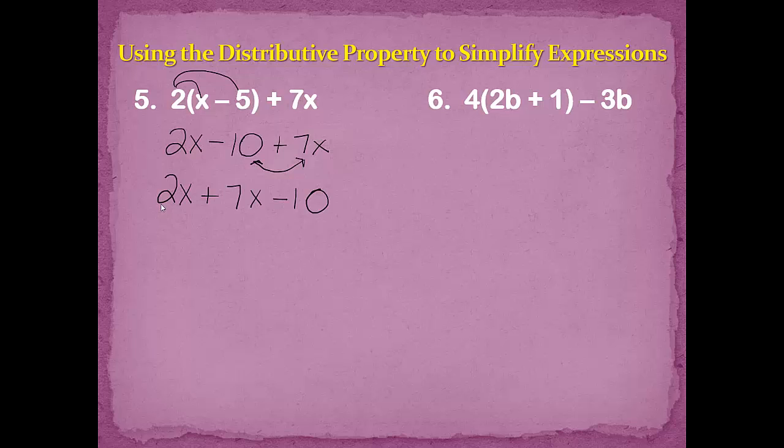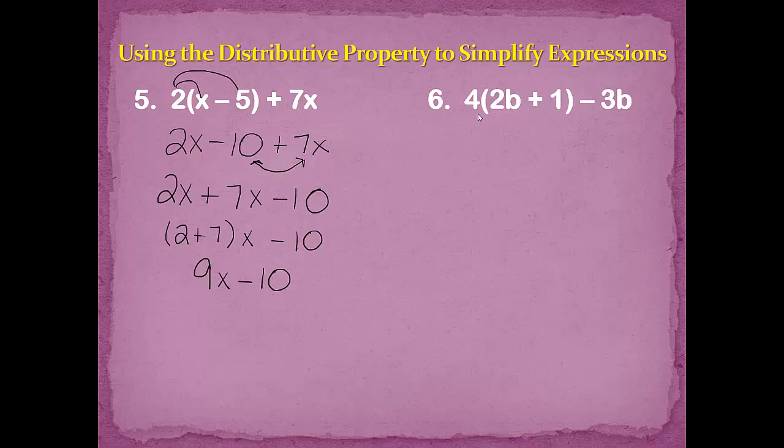Now I can combine 2x plus 7x. So I add my coefficients, 2 plus 7, and then times x, and then I have minus 10. 2 plus 7 is 9, so I have 9x minus 10.